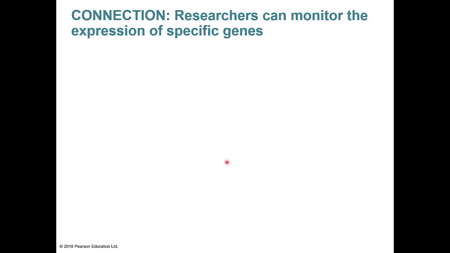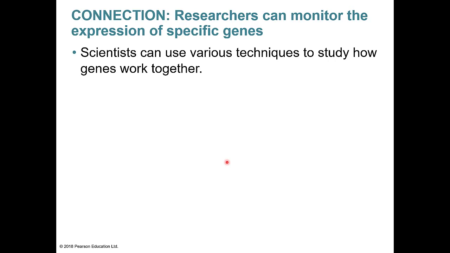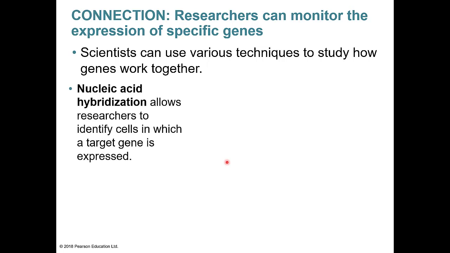How do we actually go in to a developing embryo or individual who maybe has some disease within particular tissue and figure out what's going on at the gene expression level? There's a variety of techniques that we can use to show and to study how genes turn on and off and to look at what genes are functional in certain tissues. One of the techniques is nucleic acid hybridization. This allows researchers to go in and identify particular cells where a target gene is being expressed.